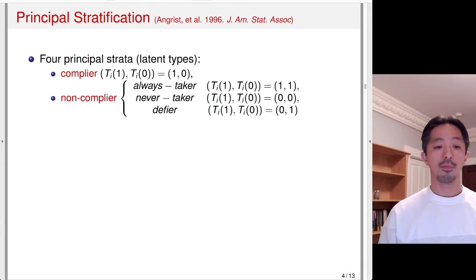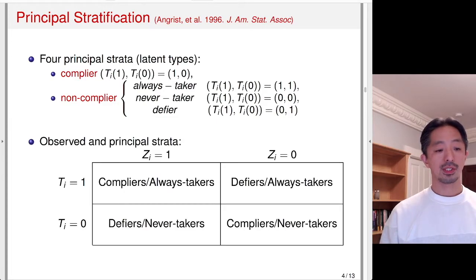I say this is a latent type because we don't observe two potential values of the treatment at the same time for any given unit. We only observe one of the two. However, we can divide the population into these four types based on the potential values of the treatment take-up. Now let's think about the relationship between these four principal strata and the observed strata. The observed strata is based on the encouragement, Z_i equals 1 and Z_i equals 0, and the treatment take-up, T_i equals 1 and T_i equals 0.